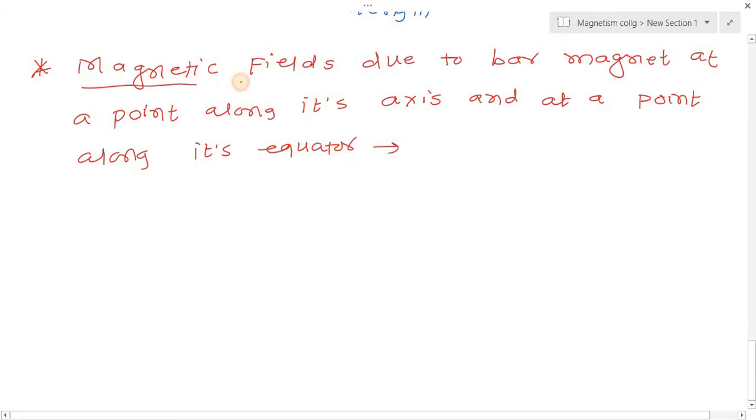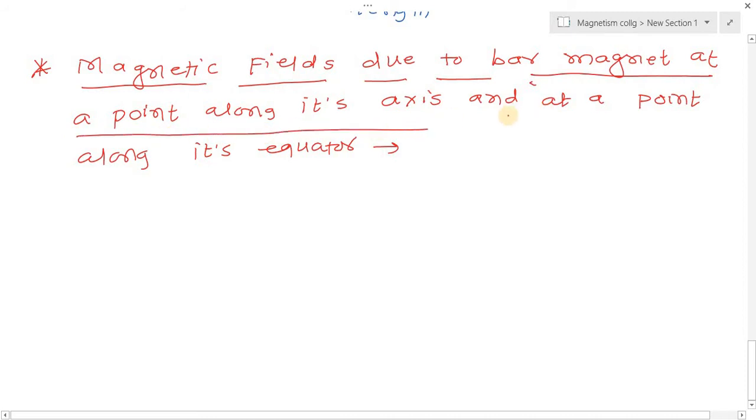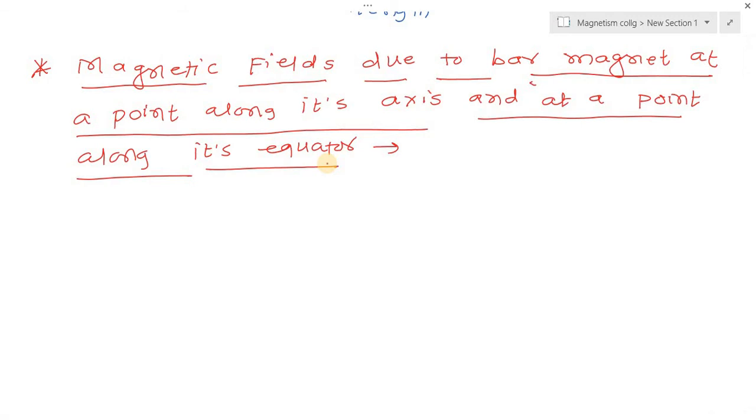So let's see, we have to find out here the magnetic field due to a bar magnet at a point along the axis of the bar magnet and along its equator. So we have to find out the magnetic field at 2 points. One point is along its axis and another point is along its equator. So let us consider here first the bar magnet.